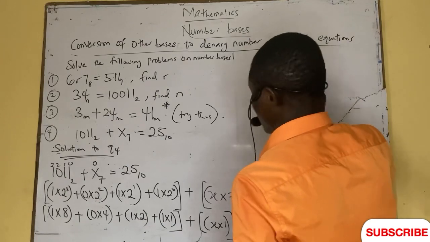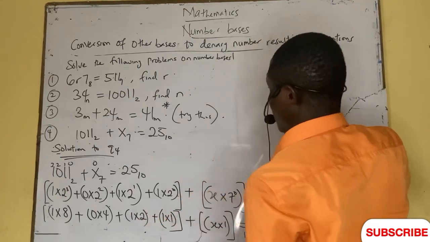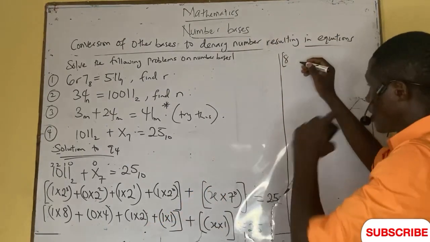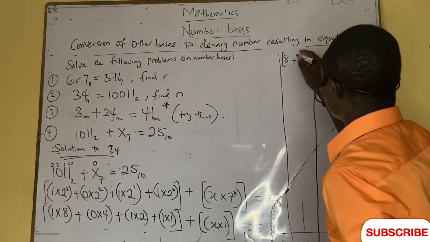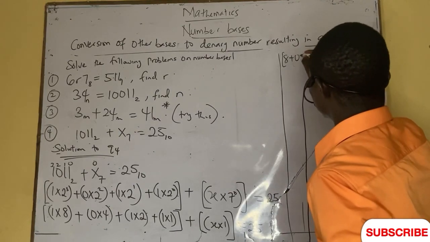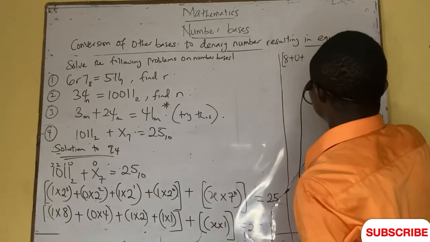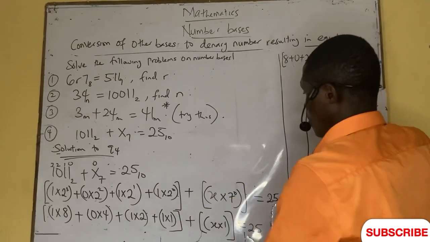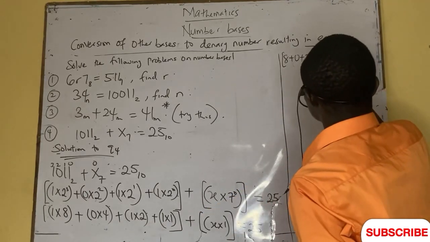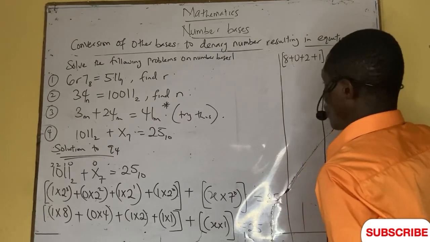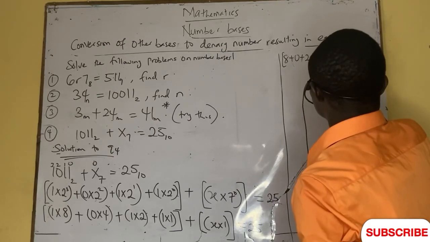1 times 8, still in the bracket. 0 times 4 is 0. 0 times 4 is still 0. 1 times 2 is 2, plus 1 times 1 is 1, bracket close. So with that, we have plus.